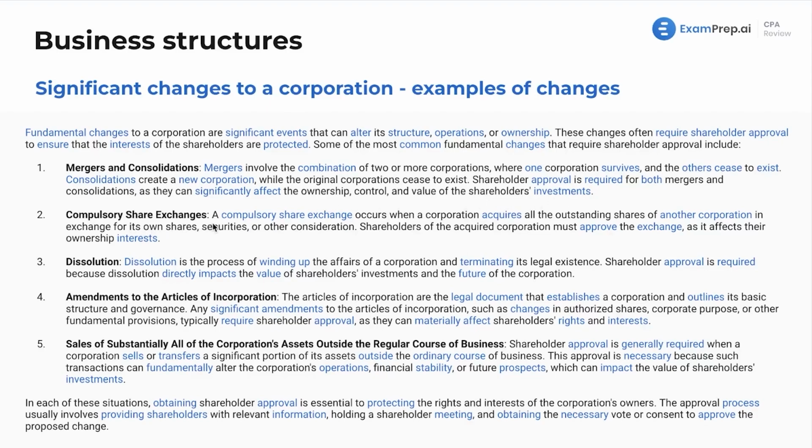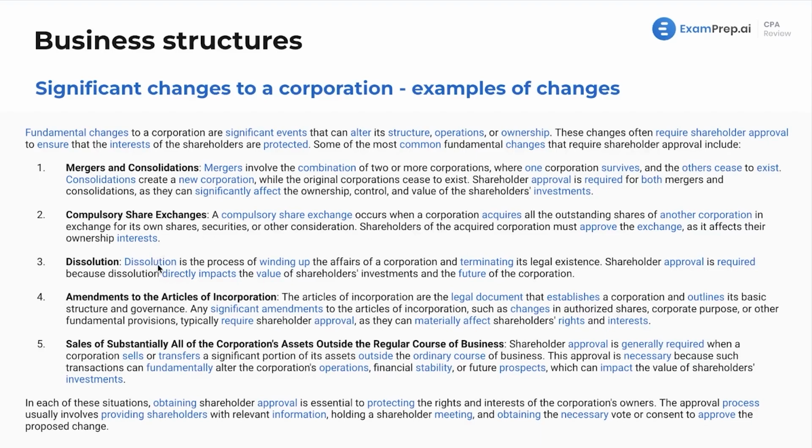Compulsory share exchanges. Well, a compulsory share exchange occurs when a corporation acquires all the outstanding shares of another corporation in exchange for its own shares, securities, or other consideration. Shareholders of the acquired corporation must approve the exchange as it is going to affect their ownership interests.